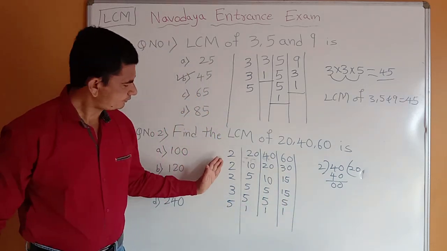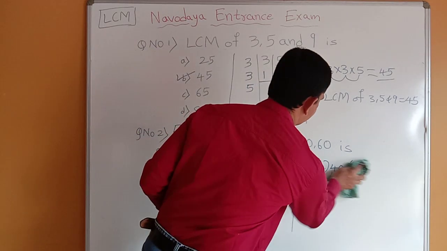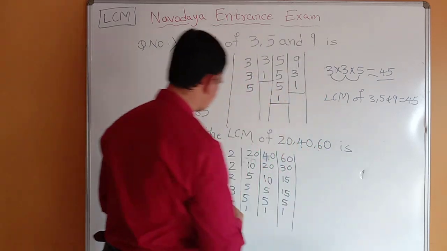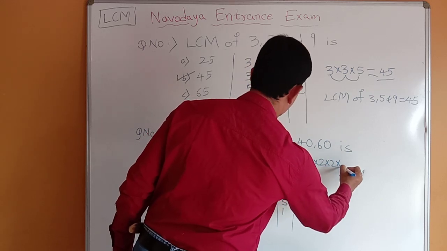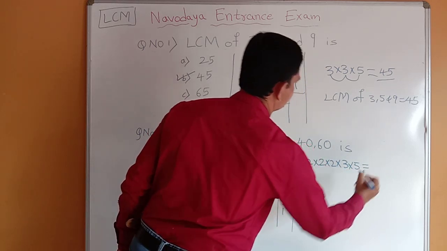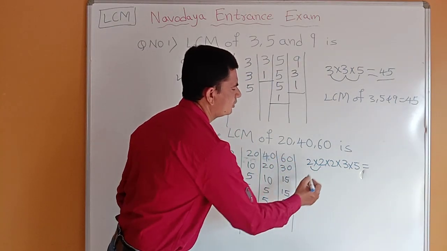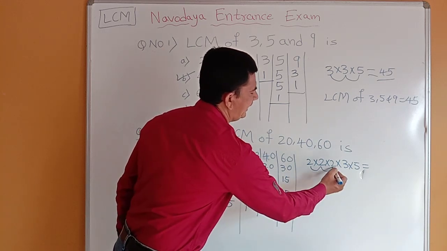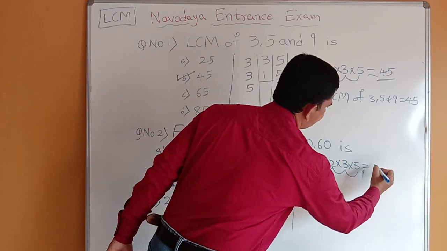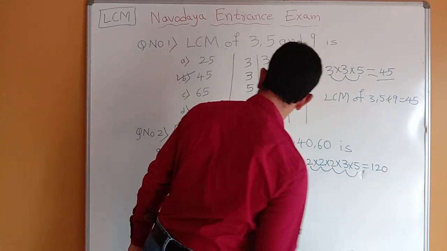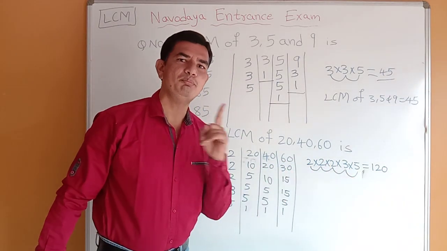So students, now you got these numbers. Now you have to multiply. Yes, let us see. Write these numbers: 2 into 2 into 2 into 3 into 5. Now we have to multiply. So 2 2s are 4, 4 2s are 8, 8 3s are 24, 24 5s are 120. Friends, if you can't do it directly, you have to multiply.